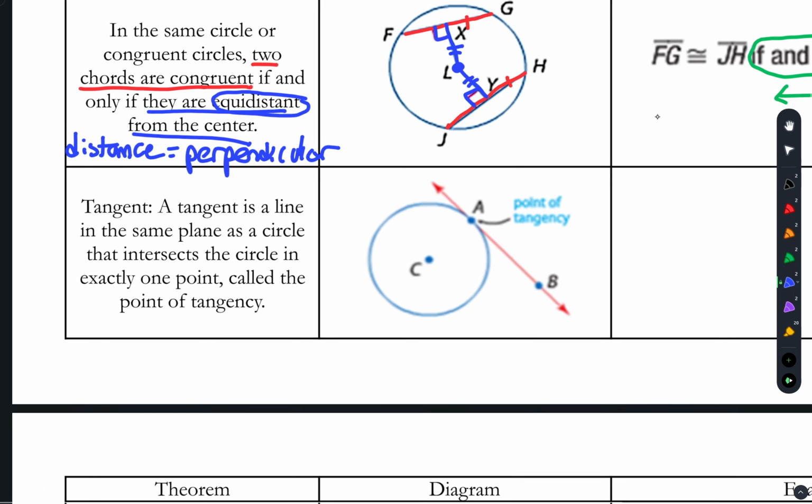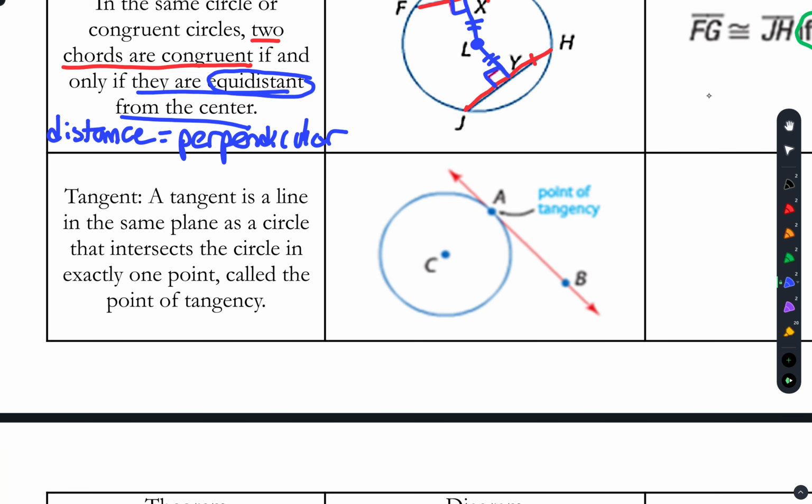So the next vocab word that we're going to talk about is tangent. A tangent is a line in the same plane as a circle that intersects the circle in exactly one point, called the point of tangency. So this isn't like the tangent is going through my circle. If it goes through your circle, it's not a tangent. It literally bounces off the outside of my circle.